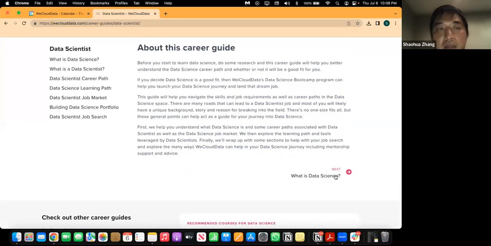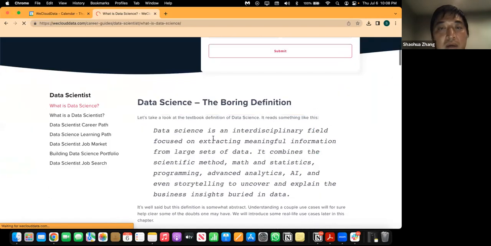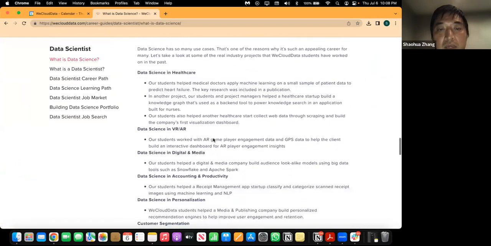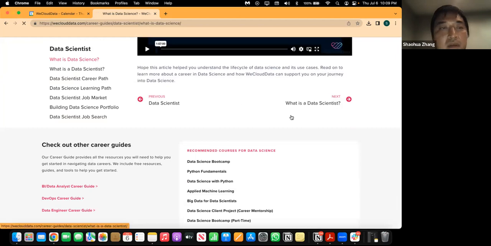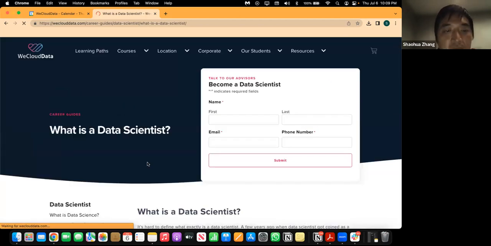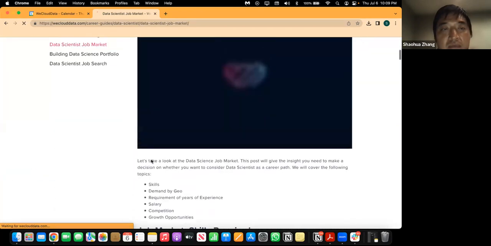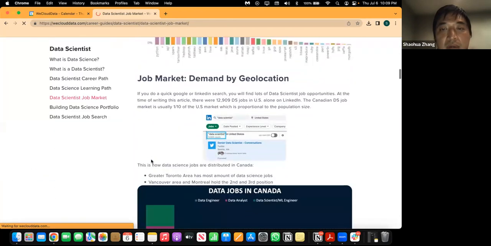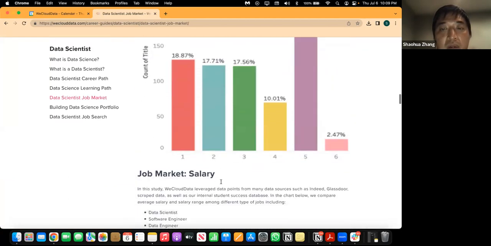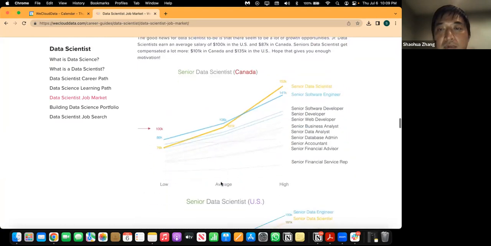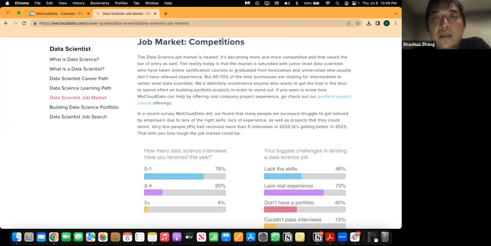It has, I think, a lot of details. I think we talk about use cases. There are some past event recordings, but I highly recommend you check out the job market and how to build a data science portfolio. Yeah, so these statistics are pretty old, but we're going to have a new report. So yeah, stay tuned. There's some stats for the US and some for Canada.